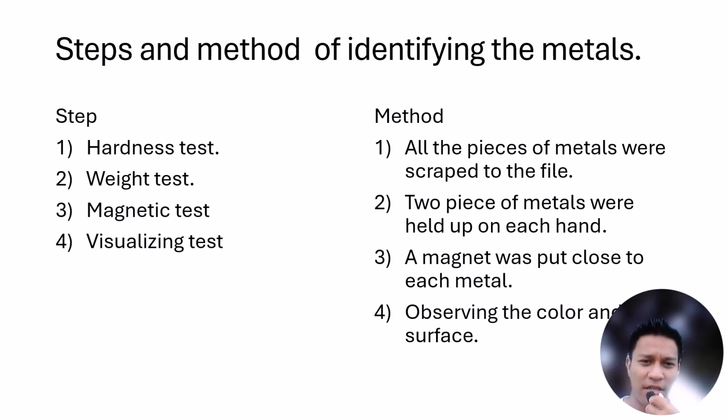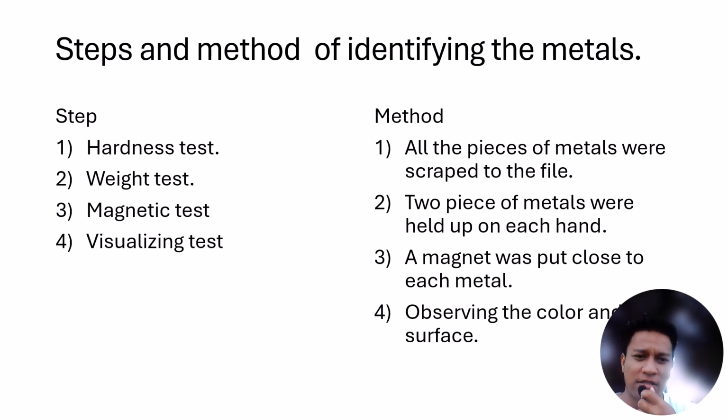The first test is the hardness test. This is where each metal is scraped using a file. The second test is a weight test. This is achieved by holding 2 different metals on each end and comparing the different weights. The third is the magnetic test. This is where a magnet is placed closer to each metal, and if that metal has a magnetic reaction to the magnet, then it is magnetic.